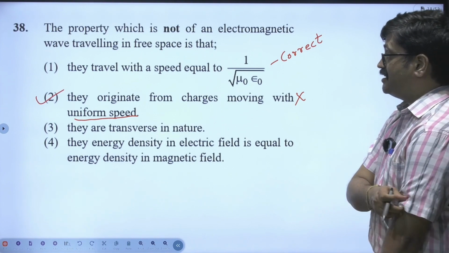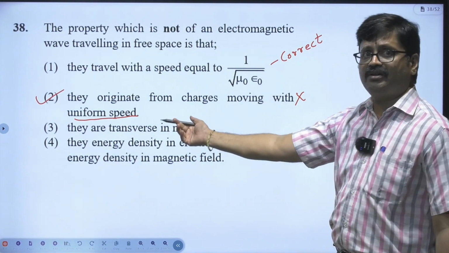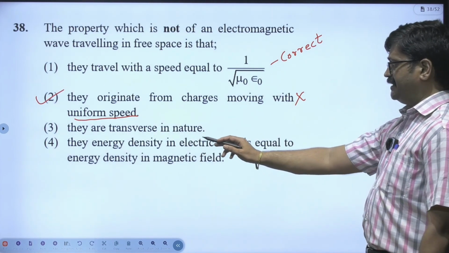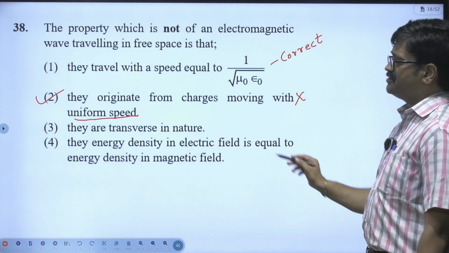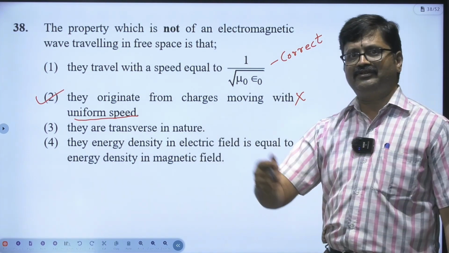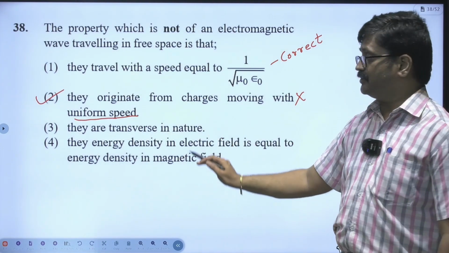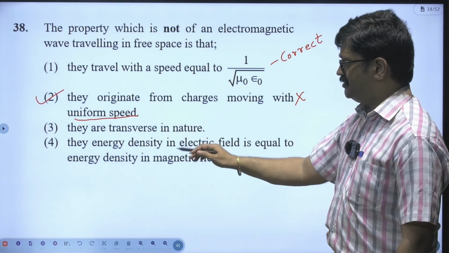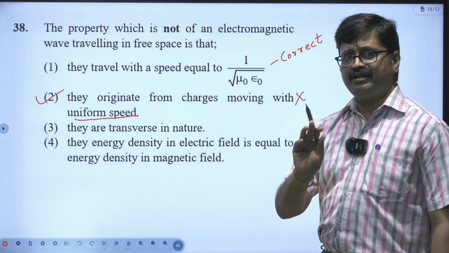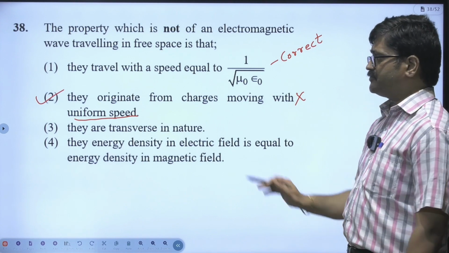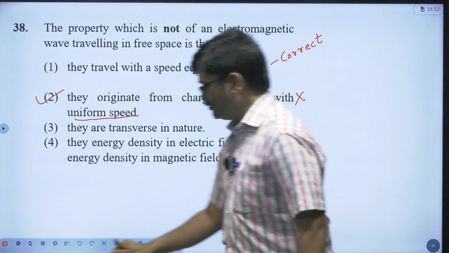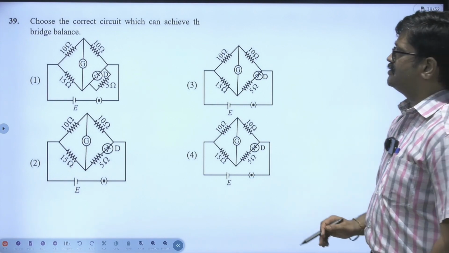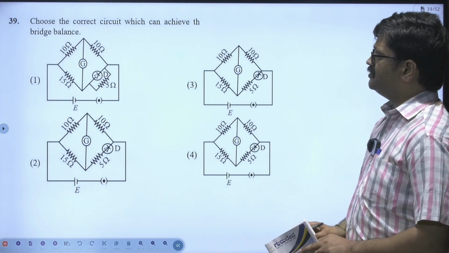And they are transverse in nature. Definitely all the electromagnetic waves are transverse. This is also correct. The energy density in electric field is equal to energy density in magnetic field. So definitely this is correct because this is as per law of conservation of energy. So definitely 3, 4 and 1 are the properties of electromagnetic waves, whereas the second one is not. So I picked that.